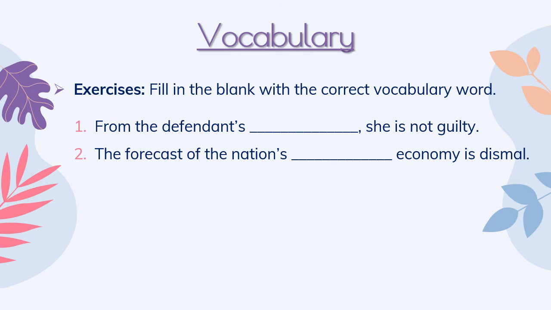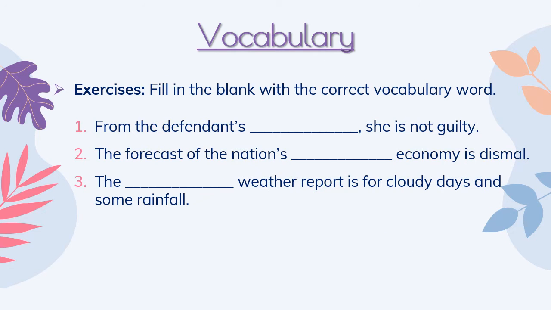Sentence 2, the forecast of the nation's blank economy is dismal. So what's this talking about? Forecast means like looking into what is coming and saying what is about to come. So the forecast, saying what is about to come in the nation's economy, it's dismal, meaning it's sad, it doesn't look good.